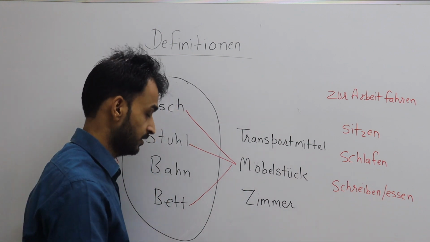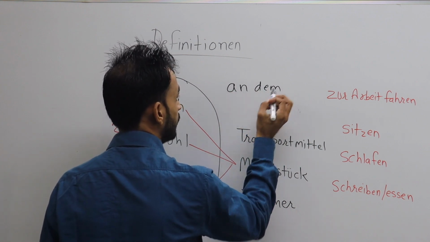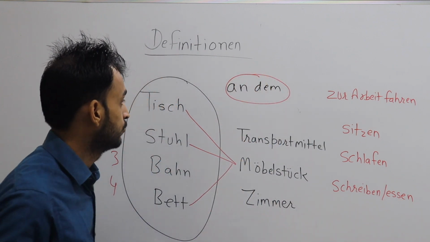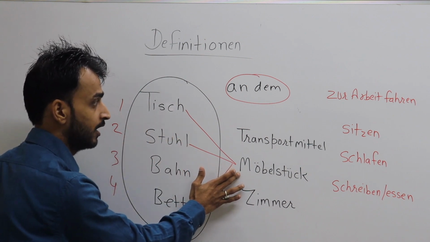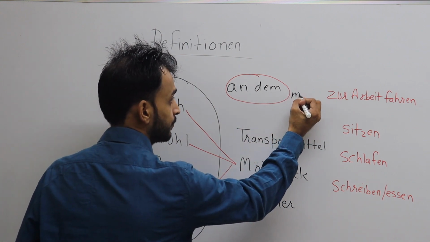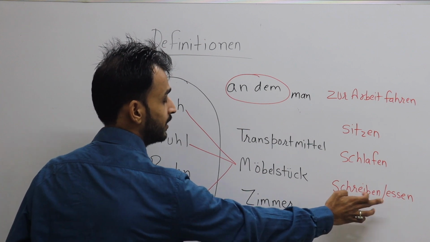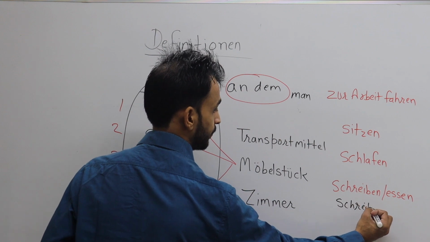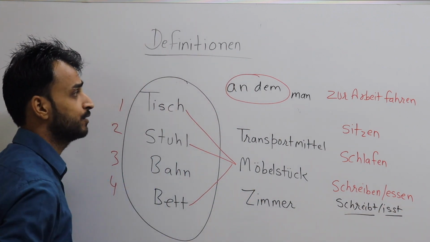I have used the preposition here. Look at the preposition an dem. An dem. At which, on which. We don't use auf, we use an. So once again, Tisch ist ein Möbelstück, an dem man, then I conjugate man with third person, schreibt or isst. An dem man schreibt or isst. What position? Last. This is my relative Satz.